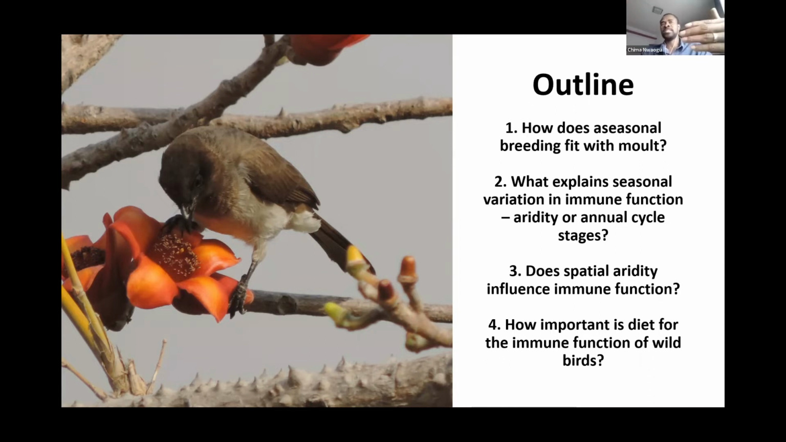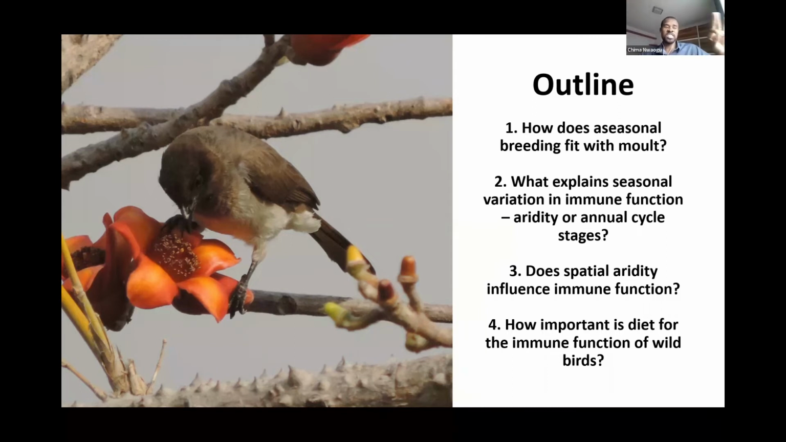So if a bird is likely to breed throughout the year, to breed both in the wet season and in the dry season, then when does it fit in time for molting? Then I also considered what explains seasonal variation in immune function.